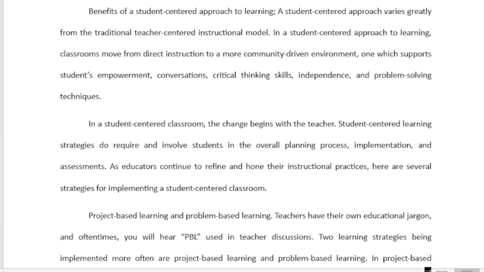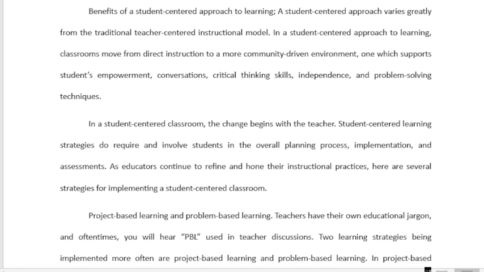Okay, so the benefits of a student-centered approach to learning. A student-centered approach varies greatly from the traditional teacher-centered instruction model. In a student-centered approach to learning, classrooms move from direct instruction to a more community-driven environment, one which supports students' empowerment, conversations, critical thinking skills, independence, and problem solving techniques.